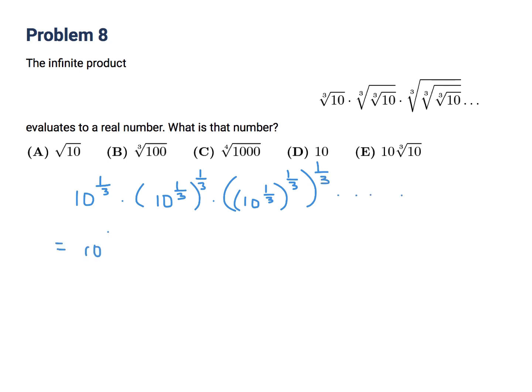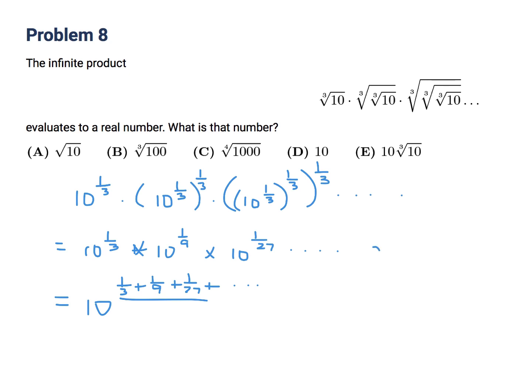So this is 10 to the power of 1/3, multiplied by 10 to the power of 1 over 9, times 10 to the power of 1 over 27, and so on. So you remember exponent laws. You add them. So it'll be 1/3 plus 1 over 9 plus 1 over 27, and so on. Now is this an arithmetic or geometric series? I believe it's geometric, right? Because it's a ratio. A geometric series.